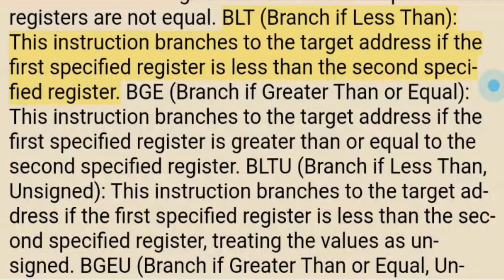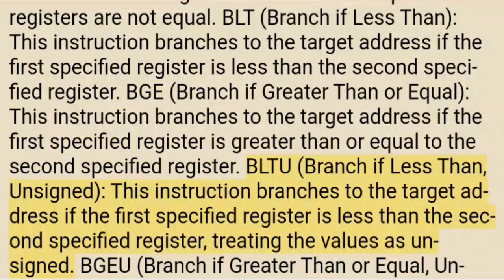BLT, branch if less than: this instruction branches to the target address if the first specified register is less than the second specified register. BGE, branch if greater than or equal: this instruction branches to the target address if the first specified register is greater than or equal to the second specified register.